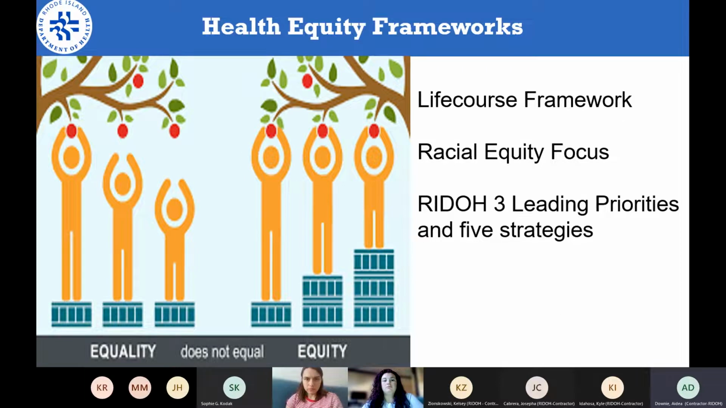So our whole health equity framework comes from the 3 frameworks that we have at the Department of Health. One is the life course framework, which you might have heard of, which is thinking on a whole life perspective. We don't just care about pregnant people or people who can become pregnant or just children. We care about the whole life course, from when you're a baby all the way to an older age, and how your health is being affected and how we can help you to become better. We also have a racial equity focus and are tuned into the DOH's 3 leading priorities and 5 strategies. Next slide, please.